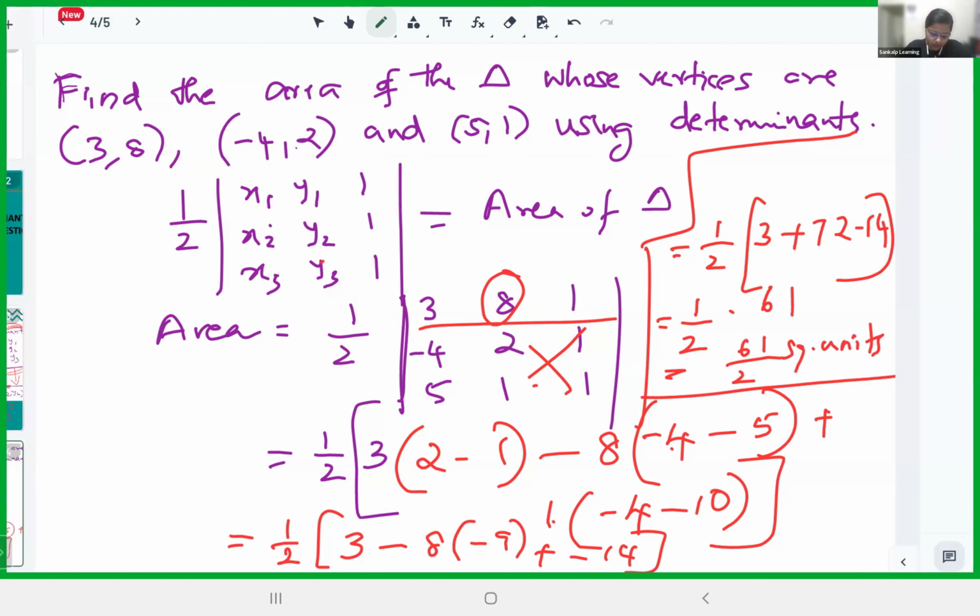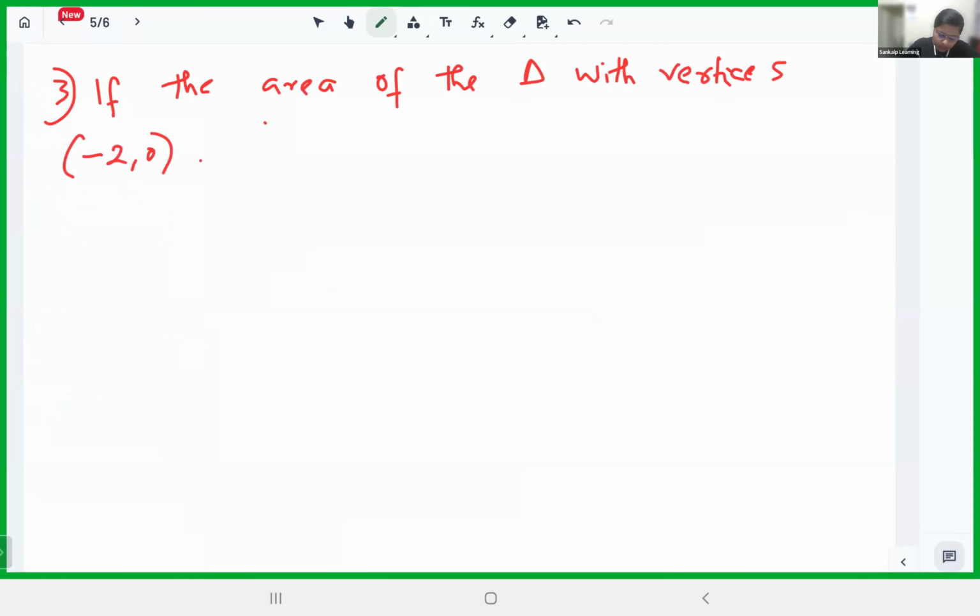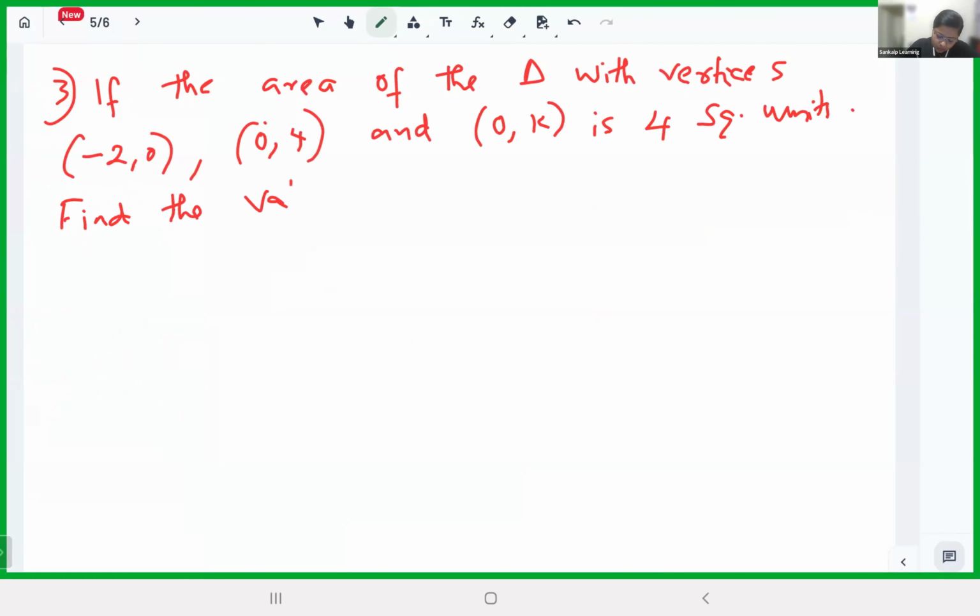All right, now we are moving on to the next question. The third question: if the area of the triangle with vertices minus 2 comma 0, 0 comma 4 and 0 comma k is 4 square units, find the value of k using determinants.